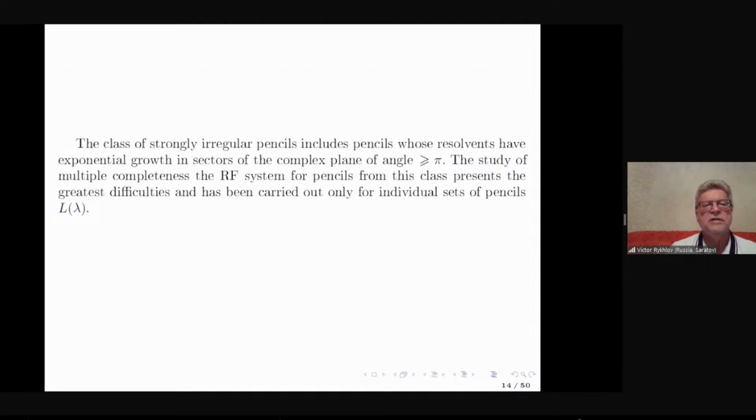The class of strongly irregular pencils includes pencils whose resolvents have exponential growth in sectors of the complex plane of angle greater than or equal to pi. The study of multiple completeness of root function systems for pencils from this class presents the greatest difficulties and has been carried out only for individual sets of pencils L of lambda.